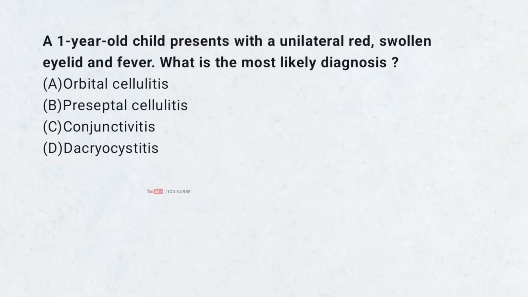A 1-year-old child presents with a unilateral red swollen eyelid and fever. What is the most likely diagnosis? A. Orbital cellulitis. B. Preseptal cellulitis. C. Conjunctivitis. D. Dacryocystitis. Correct answer B. Preseptal cellulitis.